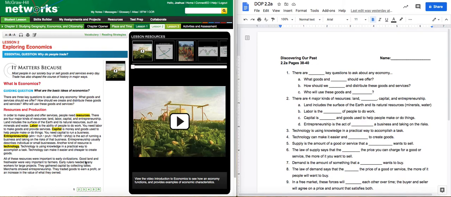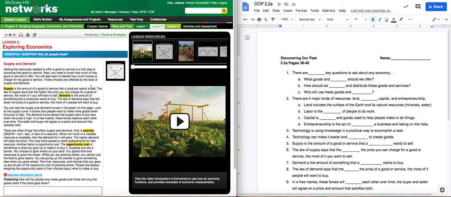Continuing on, all of these resources were important to early civilizations as well. So sometimes we think about technology in business today, we forget that it's been going on since the beginning of time. Good land and fresh water were very important to farmers. Early rulers needed many workers for their large projects. They gathered capital by collecting taxes. Merchants showed entrepreneurship. They traded goods to earn a profit or an increase in the value of what they owned. Okay, so that last paragraph just simply says, here's an example of how all 5 of those resources we just talked about were used even in ancient times to be able to work out and improve our kingdom.